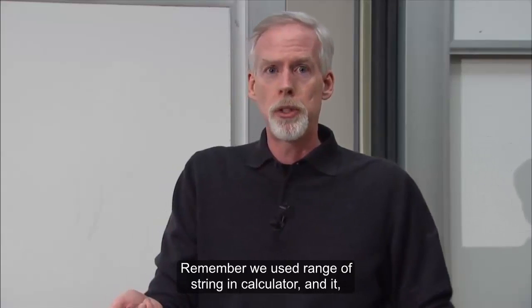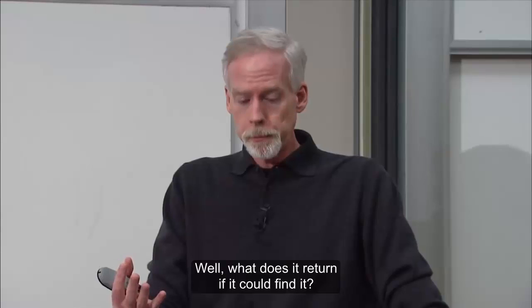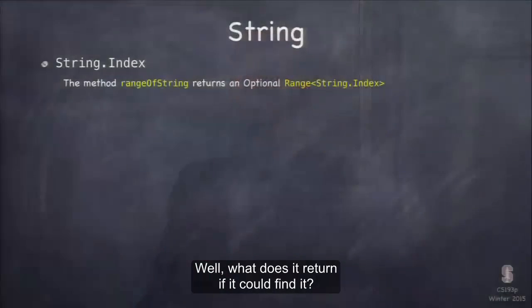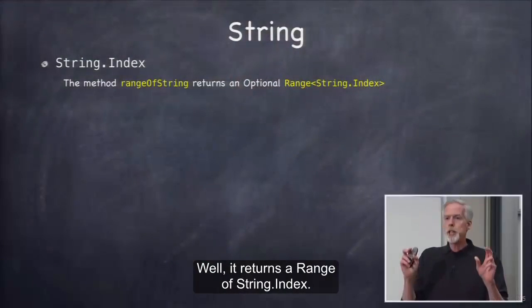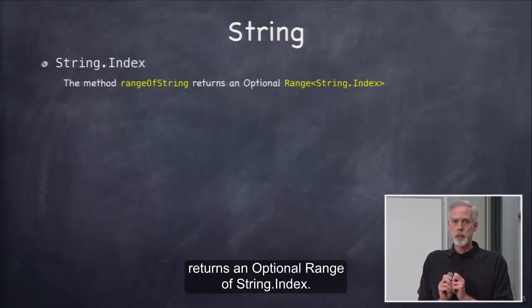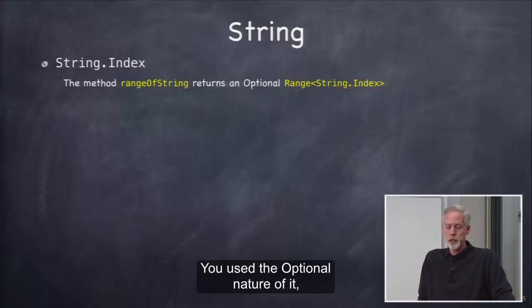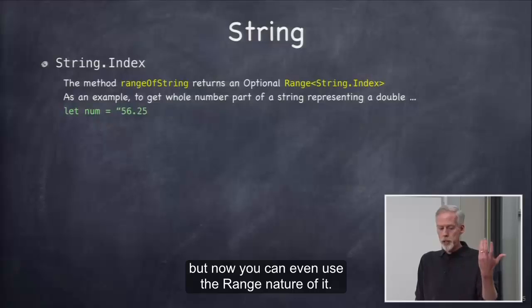Remember we used range of string in calculator, and I told you it returned nil if it couldn't find it. Well, what does it return if it could find it? Well, it returns a range of string.index. Actually, it returns an optional range of string.index. That's how, if you used it for your assignment, that's how you used it. You used the optional nature of it, but now you could even use the range nature of it.